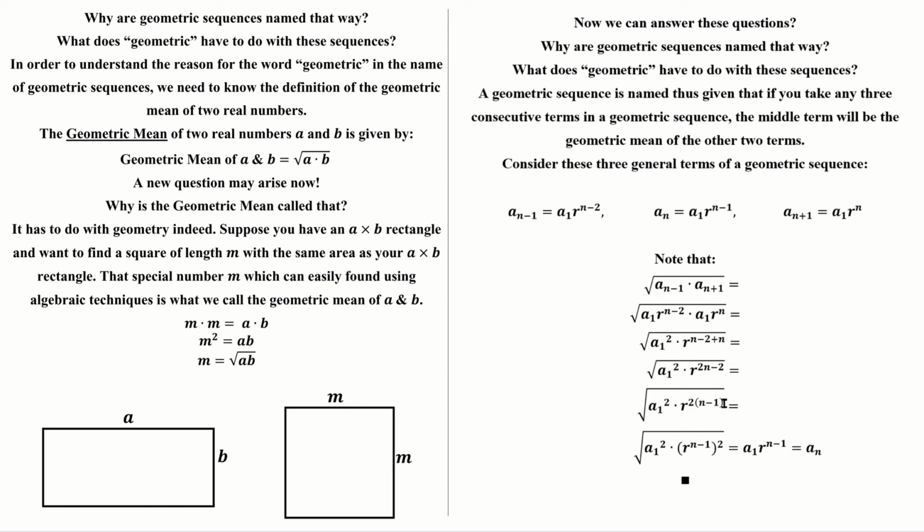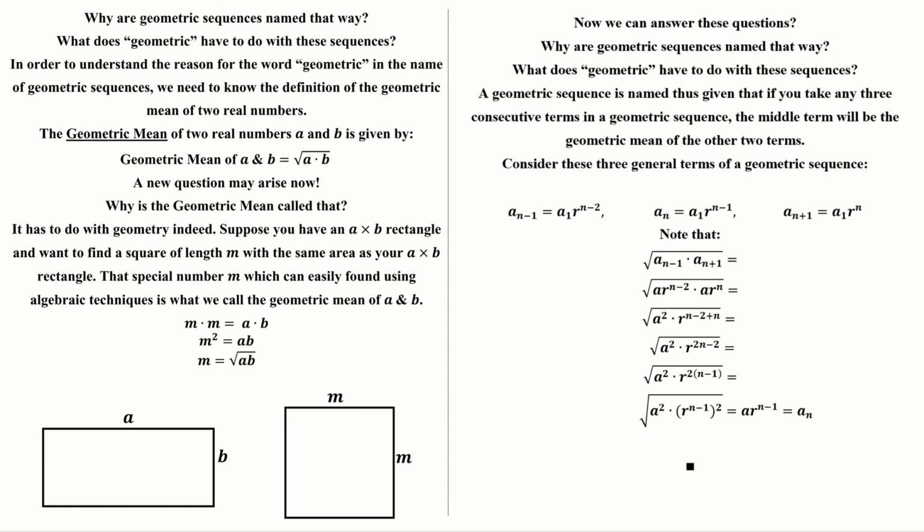That gives us 2 times n minus 1, which we can, of course, write in this way using the power rule. So we get the square root of a1 squared times the quantity r to the n minus 1, squared. And of course, since they're both squared, we're just going to get a1 times r to the n minus 1. But as you recall, that's just an. So there's a proof of why, given three consecutive terms of a geometric sequence, the middle one will always be the geometric mean of the two terms around it.